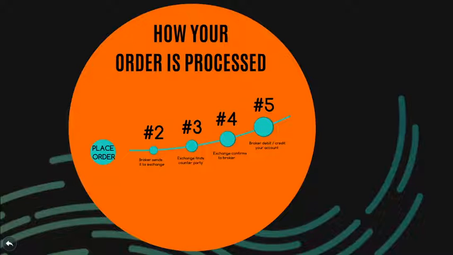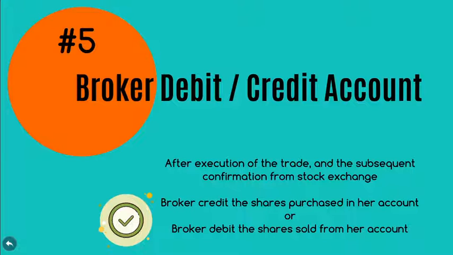And the last stage can be seen as the debit or credit from the dematerialized account of the investor. After the execution of the trade and subsequent confirmation, the broker credits the purchased stocks in the dematerialized account of the investor or debits the sold stocks from the dematerialized account of the investor. With this step, the process of order handling is completed.